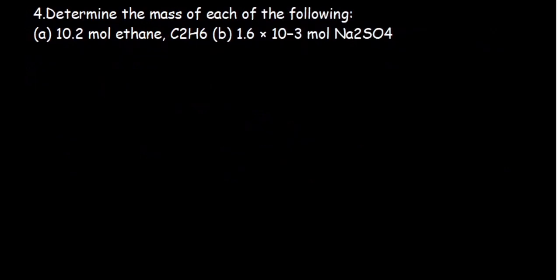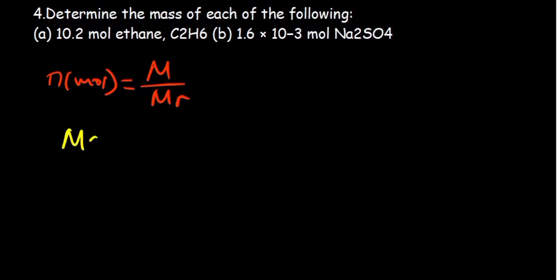Question 4. Determine the mass of each of the following. So how do we determine the mass there? Basically we understand the number of moles is given as mass over molar mass. That's what we have. But we're interested in the mass. So the mass is therefore going to be the product of the number of moles multiplied by the molar mass.